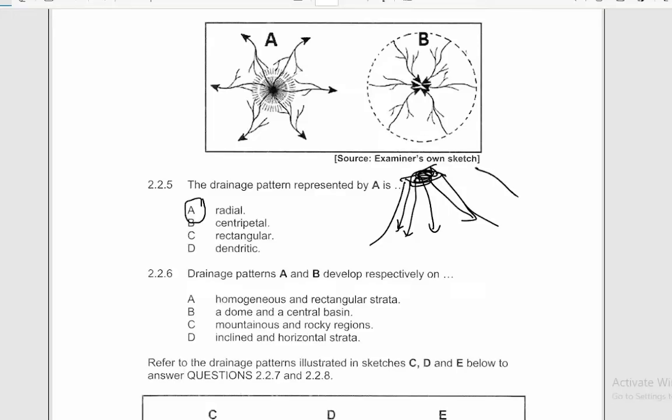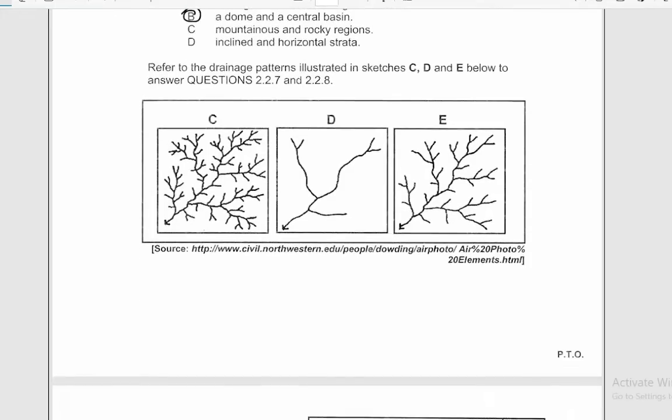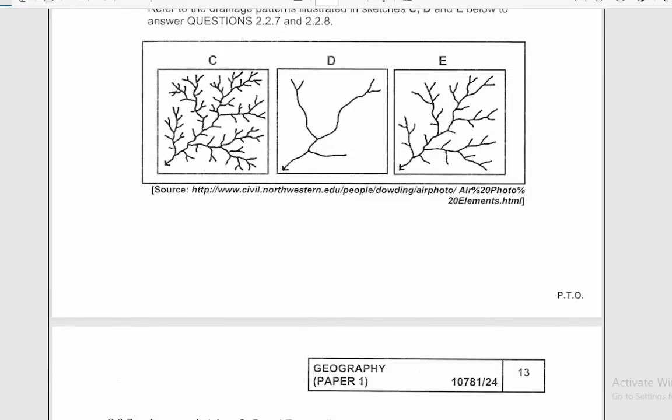But when we are talking of the central basin, we are saying this is a low-lying area, and the surrounding area is high-lying. Streams will flow and feed into this. So this is the correct response. These ones are radiating from a dome. These ones are feeding into a central basin. So the correct response is B. Move on to the next question. Right, 2.2.7. Based on those three sketches, let us explain them before we answer the question.